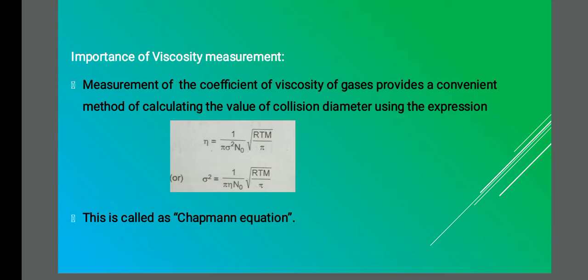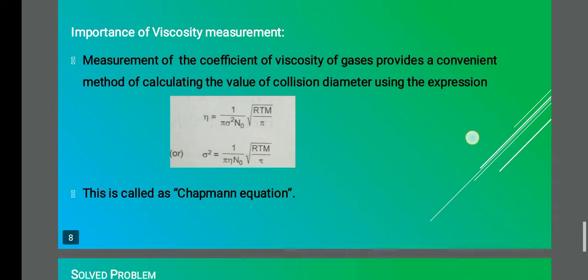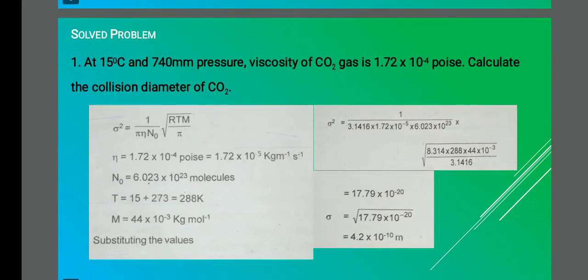Is it okay? The equation correlating the collision diameter as well as the coefficient of viscosity is called Chapman's equation. So this equation is very useful for calculating the collision diameter directly. So these are the things we have seen for today's class, and now I'll solve a problem correlating this equation. With that we can wind up.